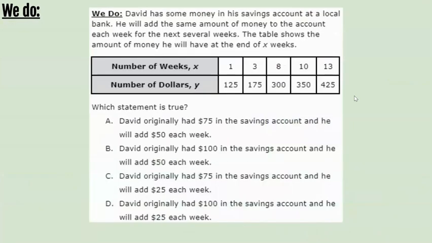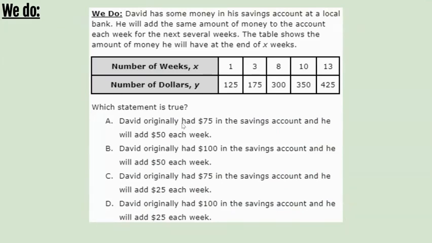Okay, David has some money in a savings account at a local bank. He will add the same amount of money to the account each week for the next several weeks. The table shows the amount of money he will have at the end of X weeks. Which statement is true? So here we're going to have to do a little bit of both.